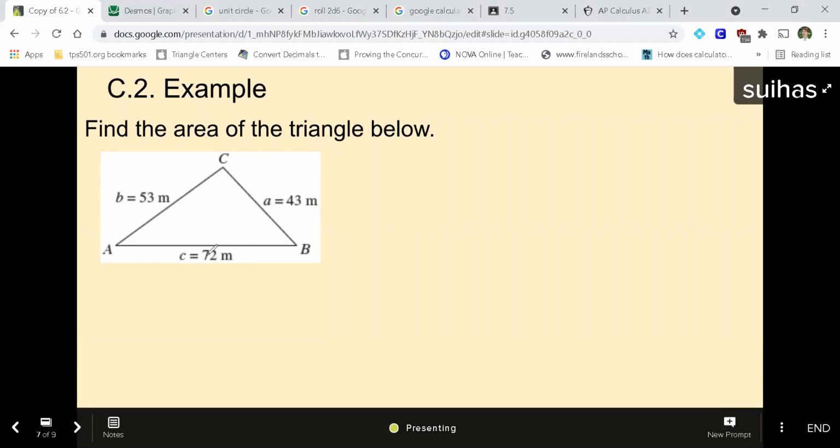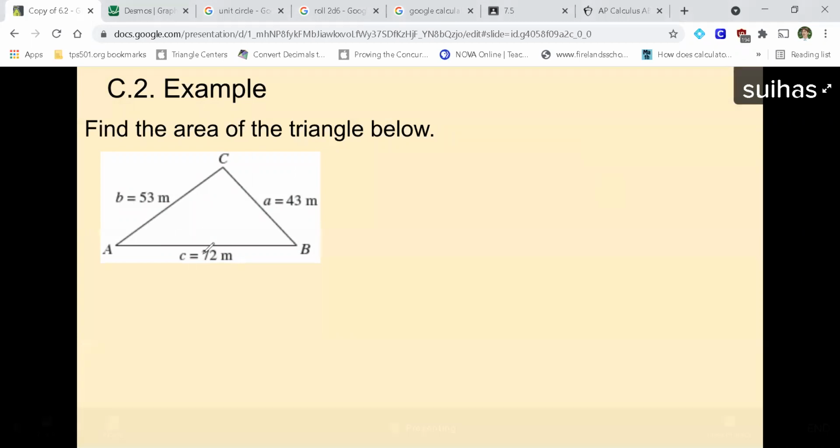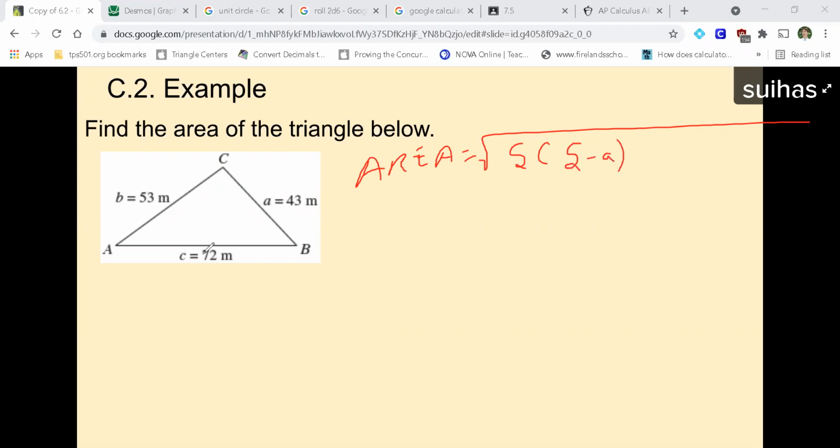Because I'm given no angles, I have to use Heron's area formula, which tells me that the area is equal to the square root of S times S minus A times S minus B times S minus C. Well, I know A, B, and C. I don't know S, but I can find S really quick. S is just A plus B plus C divided by 2.